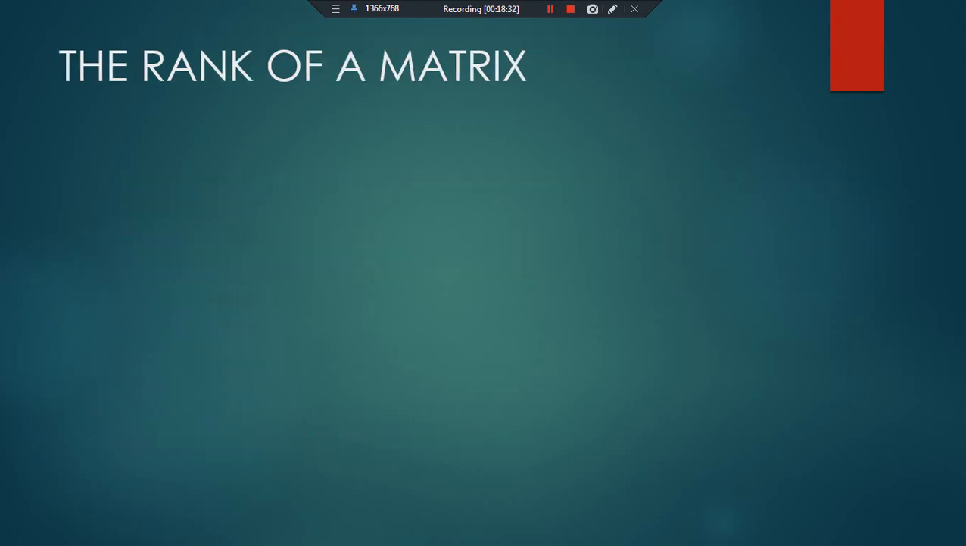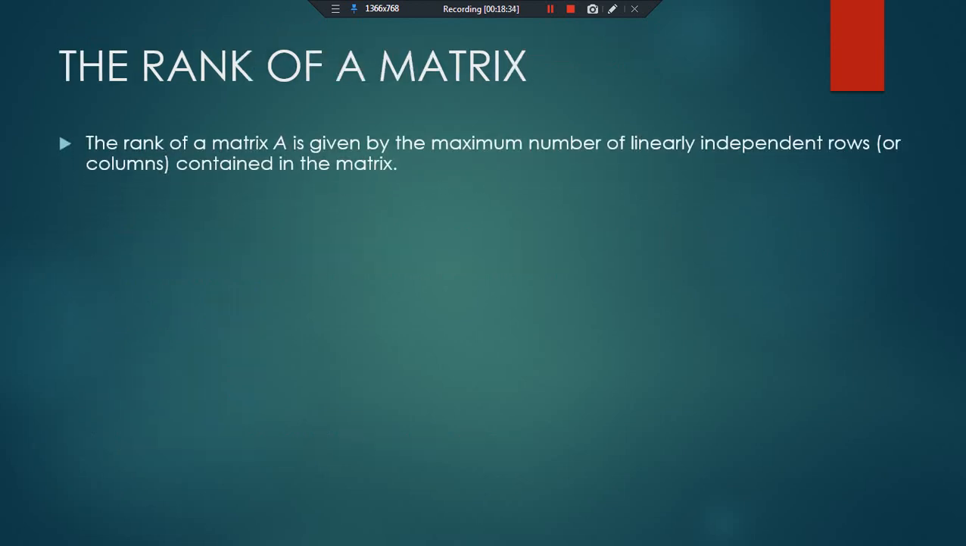Rank of a matrix. The rank of a matrix is given by the maximum number of linearly independent rows or columns contained in the matrix. Like you have here a matrix 3 7 4 9, and here you can see that every element of the matrix is independent. So you have 2 rows and 2 columns. So technically the rank of this matrix is 2.